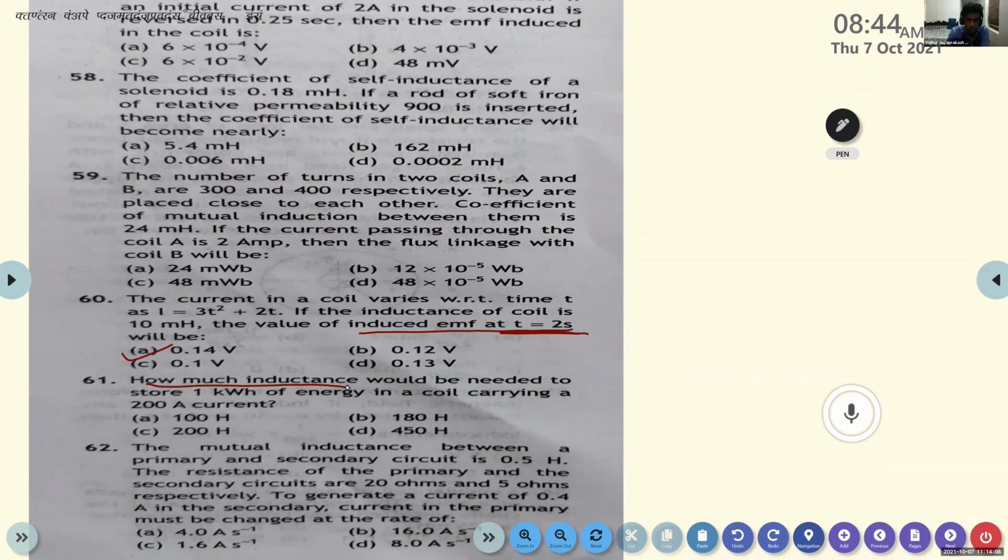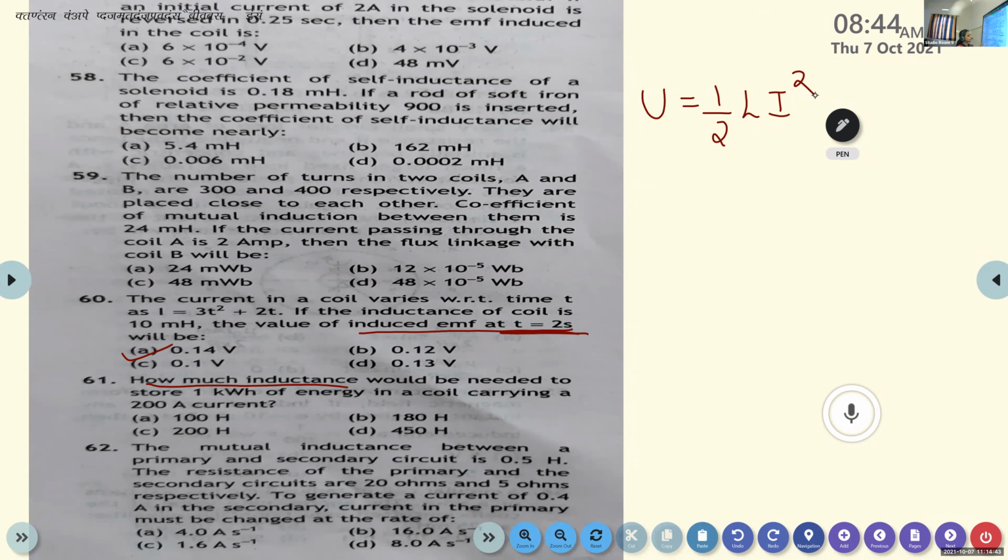U is equal to half L I square. Very good. So here we have an equation for the energy stored in an inductor. Energy stored in an inductor is given by U is equal to half L I square.